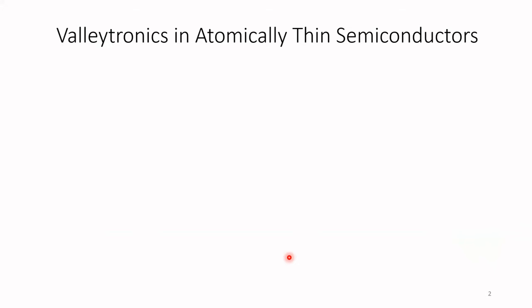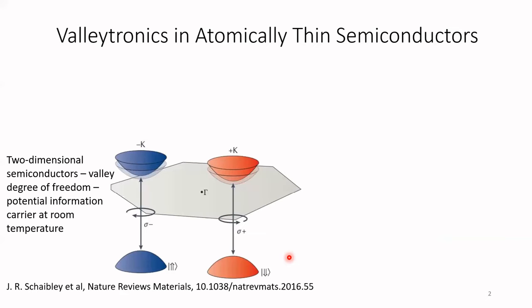So, to get started, as I mentioned in the beginning, these TMDCs have been getting a lot of attention in the past few years for quantum information processing because of one unique property they possess. In their K space, the TMDCs have two degenerate but distinct valleys in which excitons can lie.